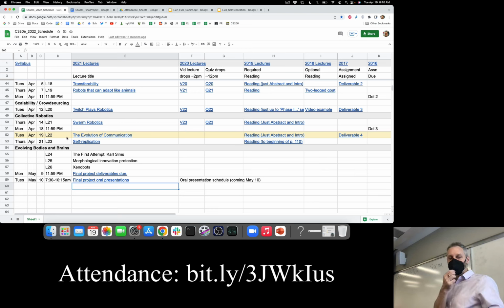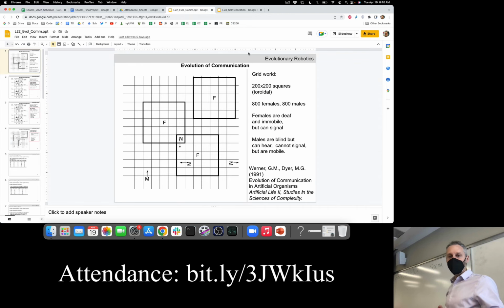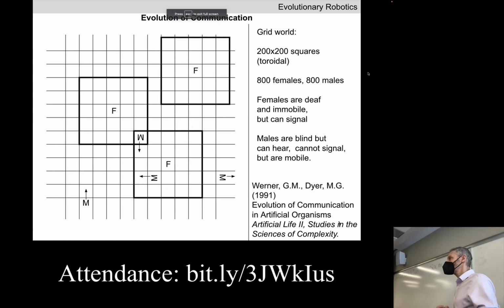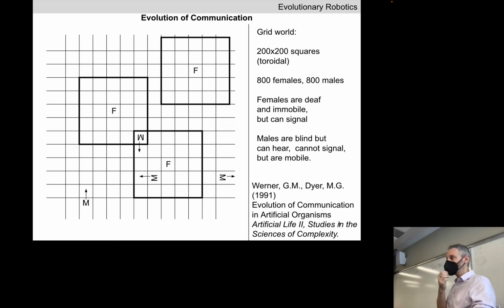And that's where we left off last time in lecture 22 with the evolution of communication. We were looking at this initially kind of strange setup where we have male and female agents. They have different sensor motor capabilities. So just as a reminder here, the females stay where they are. They are sessile. They are deaf. They do not hear any signals, but they can signal themselves.